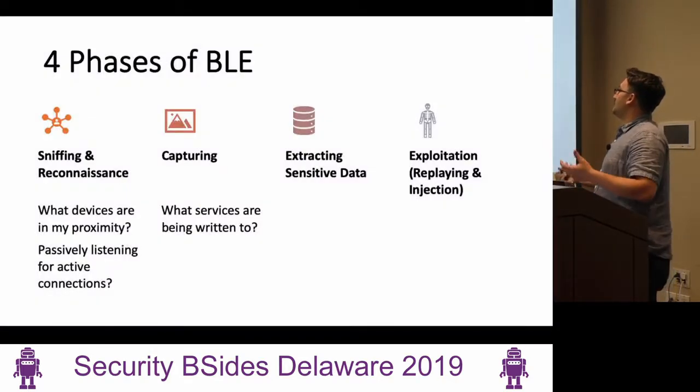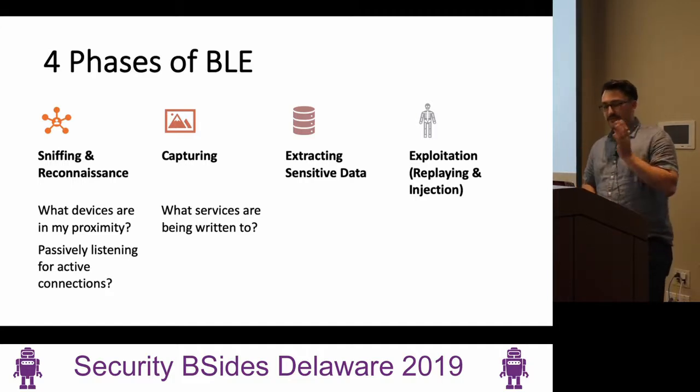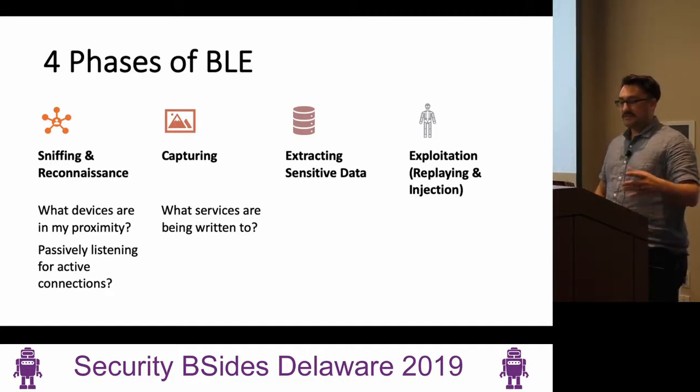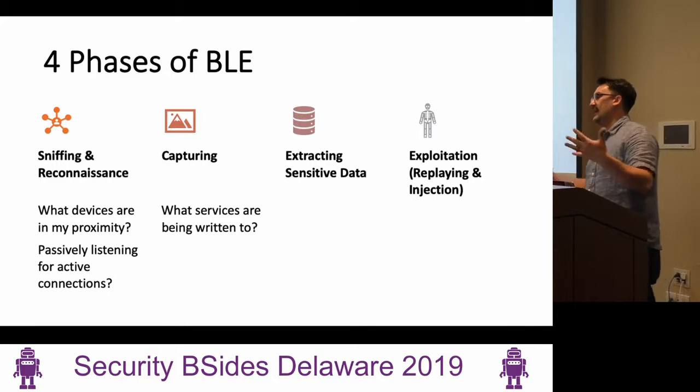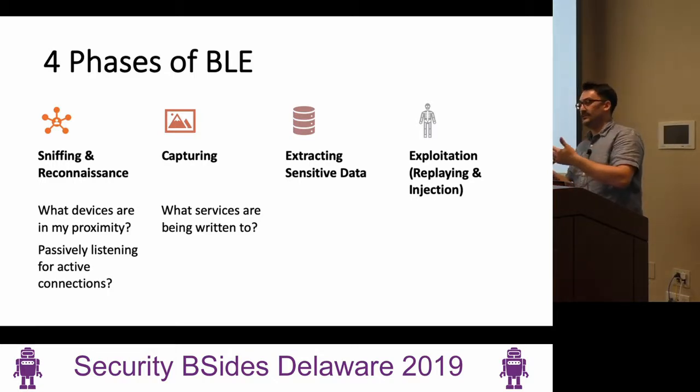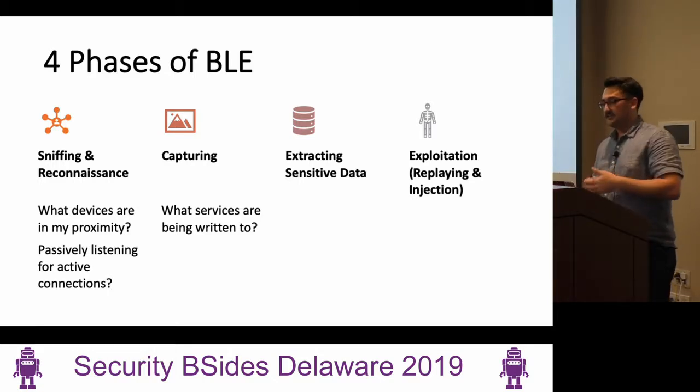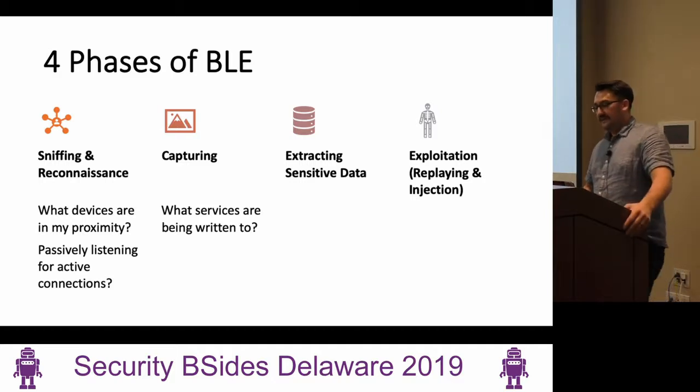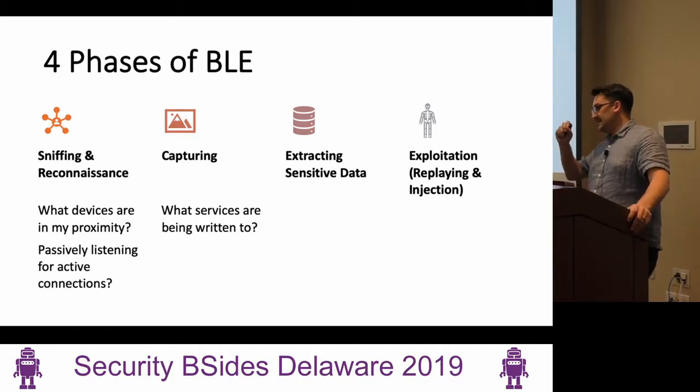So with all those tools on your workstation, how do you go about doing it? I kind of broke it into 4 simple phases. Sniff and reconnaissance. So what's in my proximity, and can I actively listen or passively listen for someone creating an active connection? Because what I'm going to get out of that is that connection request. And then I'm going to start capturing, because once I hit, again, -f in my Ubertooth, I'm going to follow across all these different frequency hopping channels and that access address.